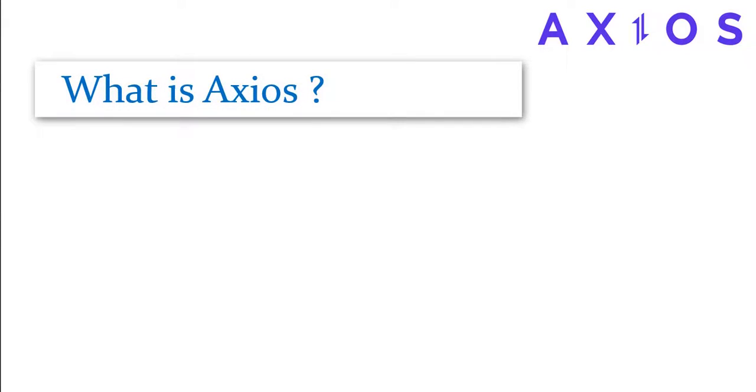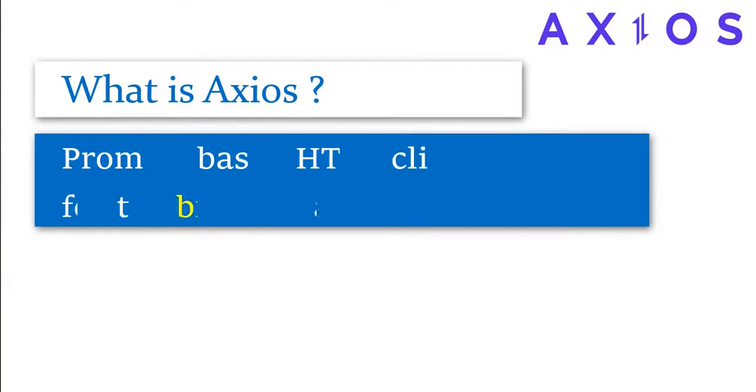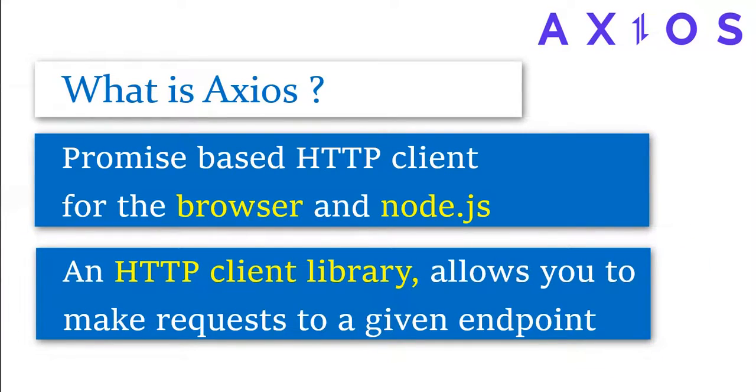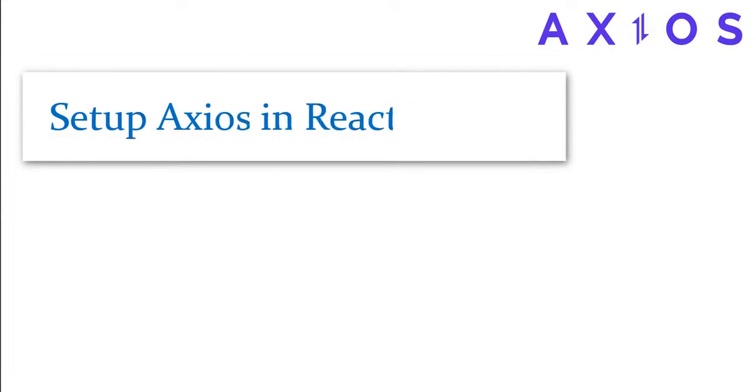What is Axios? According to the Axios documentation, Axios is a promise-based HTTP client for the browser and Node.js. So Axios is an HTTP client library that allows you to make HTTP requests to a given endpoint. Why use Axios? We will be seeing why we need to use Axios while we are working with React.